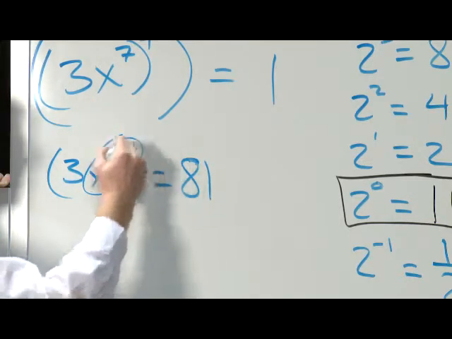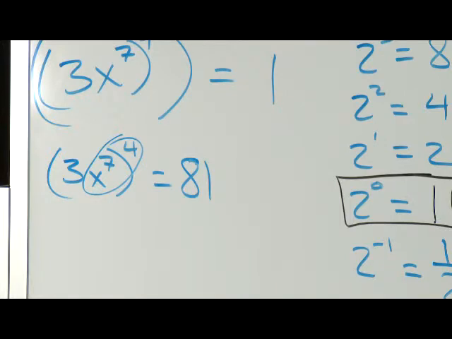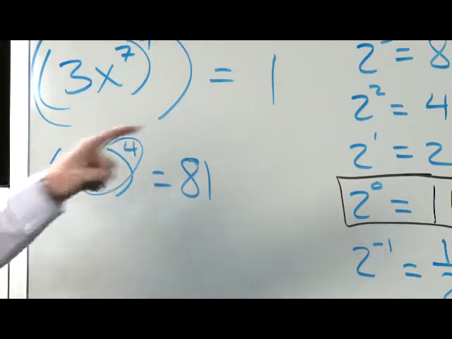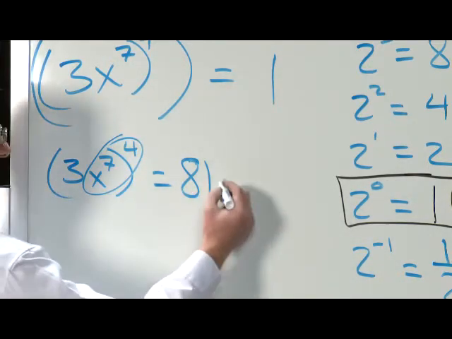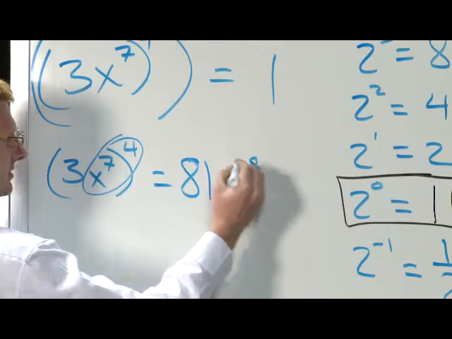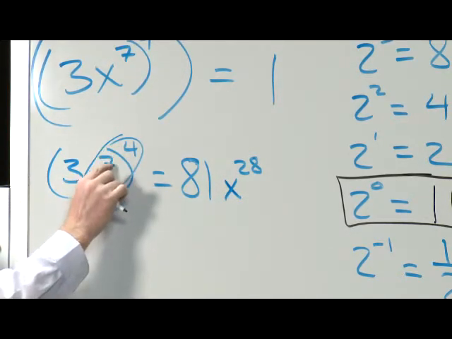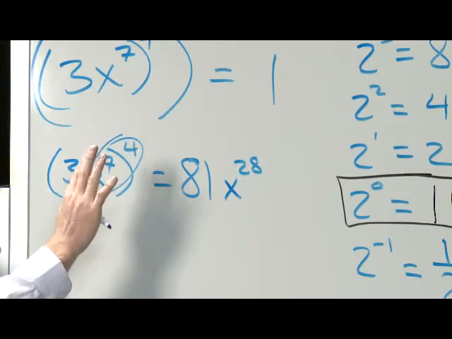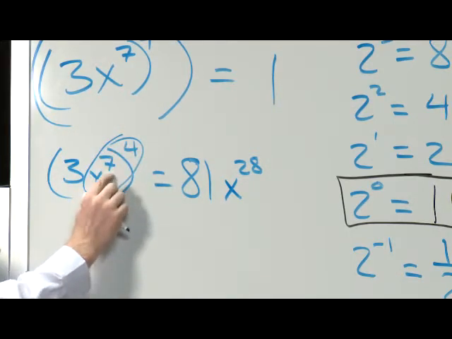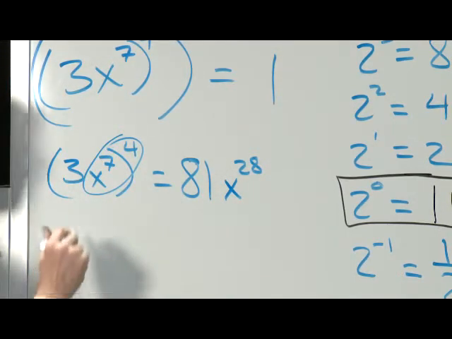Now, what happens here? X to the 7th to the 4th. Which rule is that going to go under? It's going to go under that one right there. So we have x to the 28th. Notice we did 3 to the 4th power. Here we didn't do 7 times 7 times 7 times 7. We had to use the rule. This is x to the 7th 4 times.